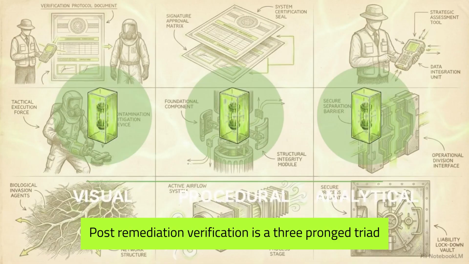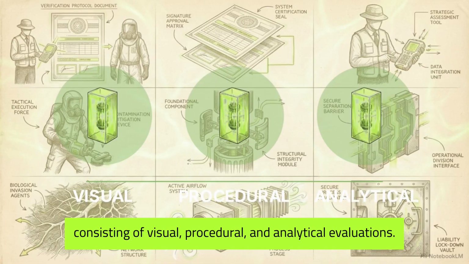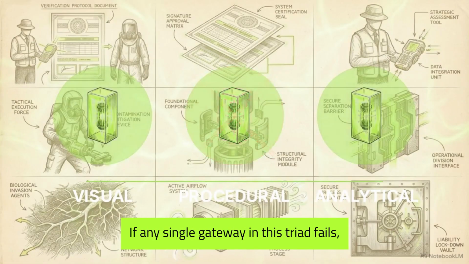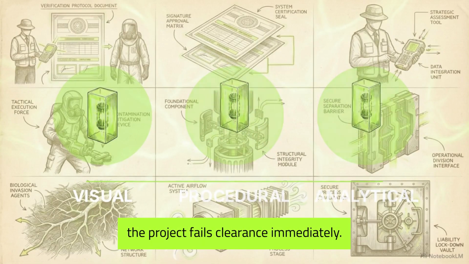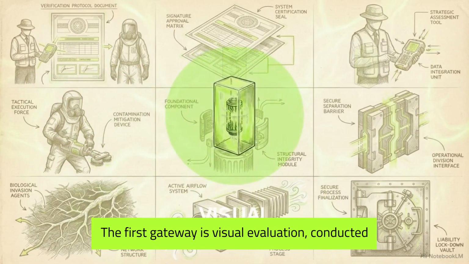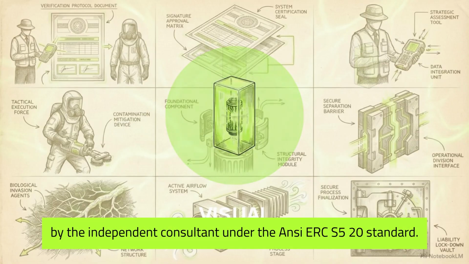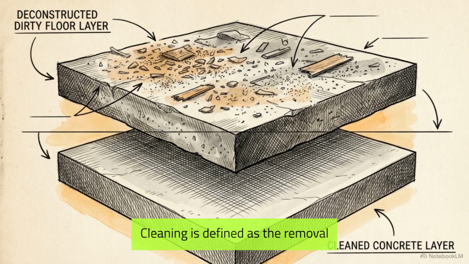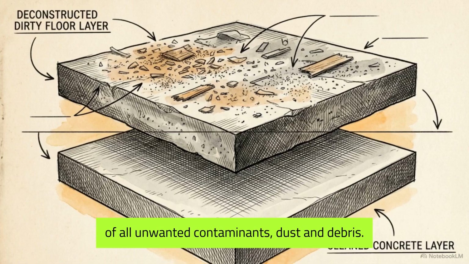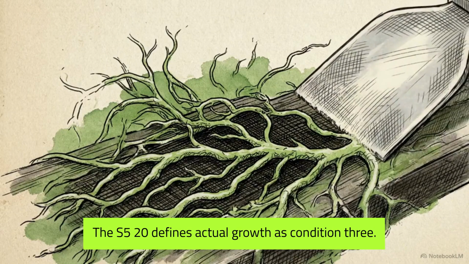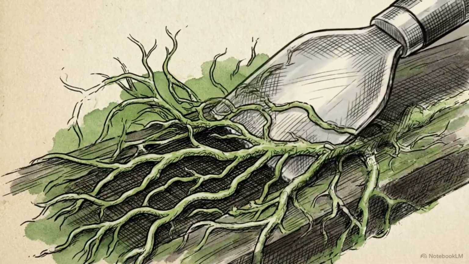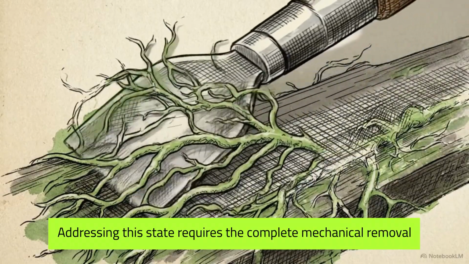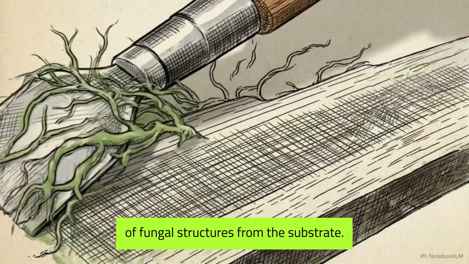Post-Remediation Verification is a three-pronged triad consisting of visual, procedural, and analytical evaluations. If any single gateway in this triad fails, the project fails clearance immediately. The first gateway is visual evaluation, conducted by the independent consultant. Under the ANSI IICRC S520 standard, cleaning is defined as the removal of all unwanted contaminants, dust, and debris. The S520 defines actual growth as condition 3. Addressing this state requires the complete mechanical removal of fungal structures from the substrate.